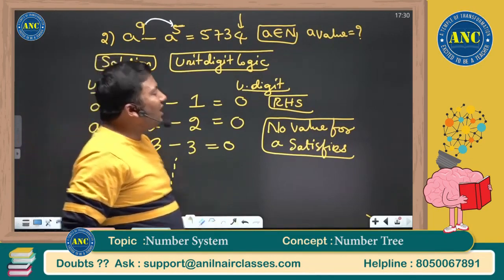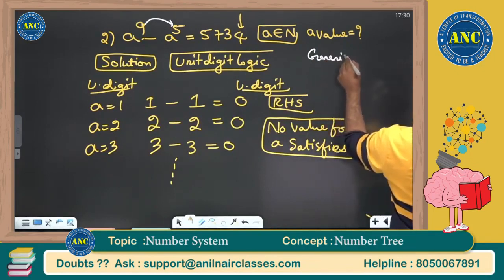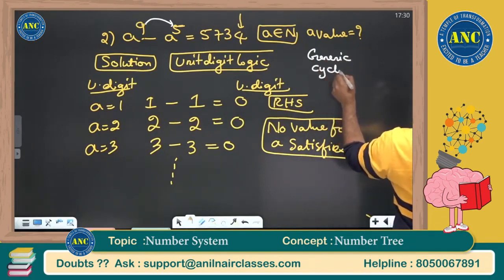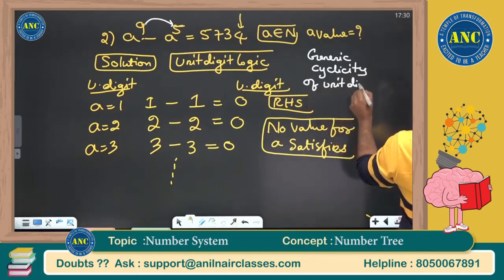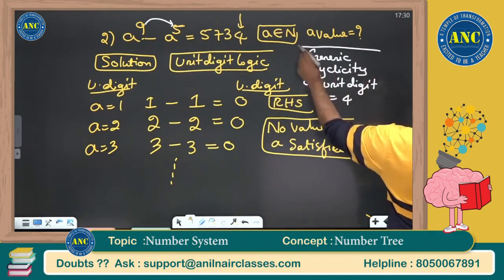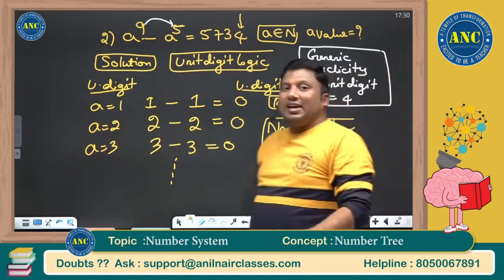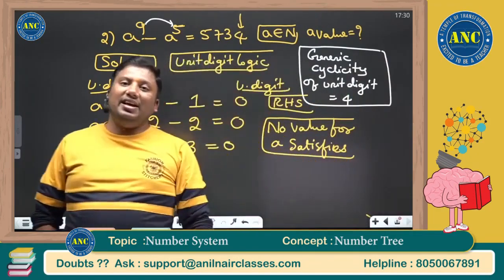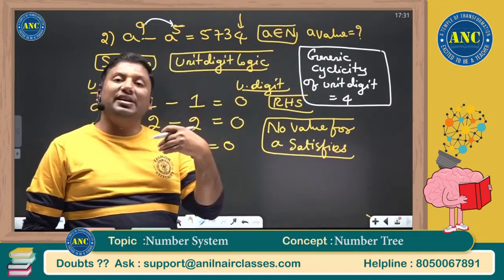4. What is the cyclicity of the unit? Generic cyclicity. What do you mean by generic cyclicity? Take the LCM of all the possibilities of cyclicity. Generic cyclicity of the unit digit of any number is nothing but 4. For some numbers you will get cyclicity 1, like 9... 5, the cyclicity is 1. For some numbers you will get the cyclicity 2.